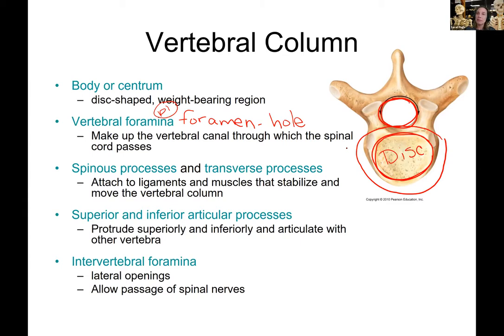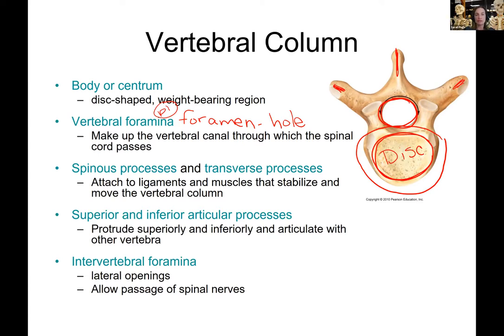Now the spinous process is right here. Now if you feel your back, sometimes we say we're feeling our spine. Well, you're not really feeling your spine, but you are feeling your spinous processes. So all those little bumps that you can feel on your back, those are those processes sticking out. We also have some that stick off to the sides called the transverse process.